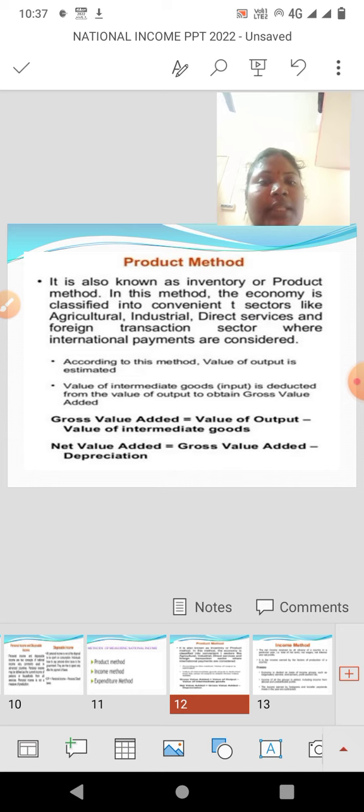The economy is classified into convenient sectors like agricultural, industrial, direct service, and foreign transaction sector, where international payments are considered. According to this method, the value of output is estimated, and the value of intermediate goods or inputs is deducted from the value of output to obtain gross value added.